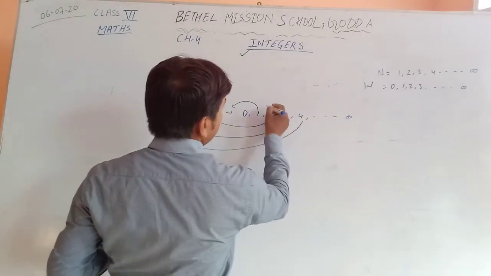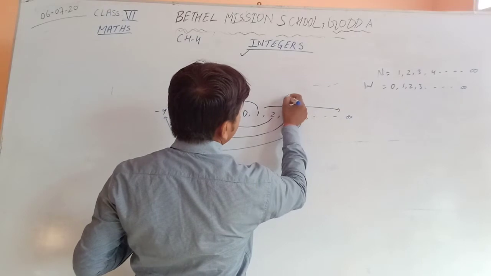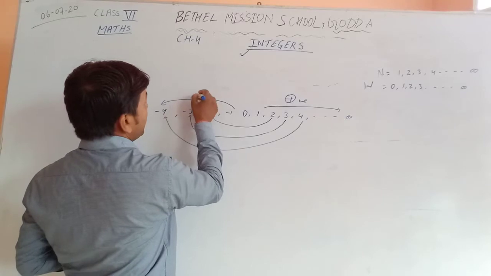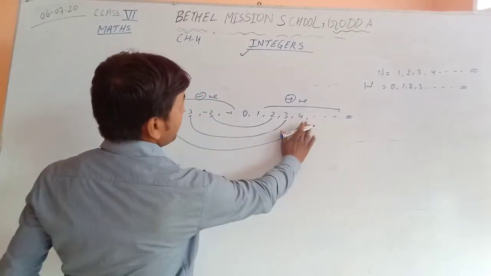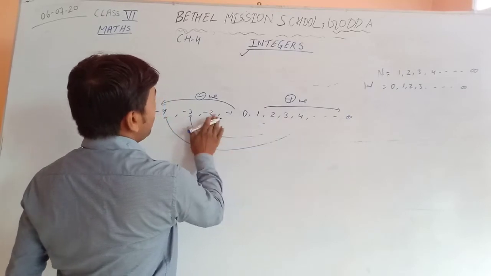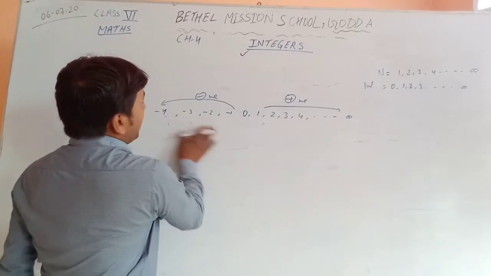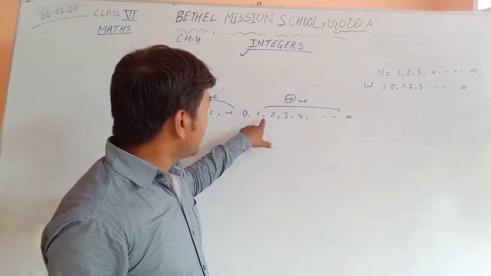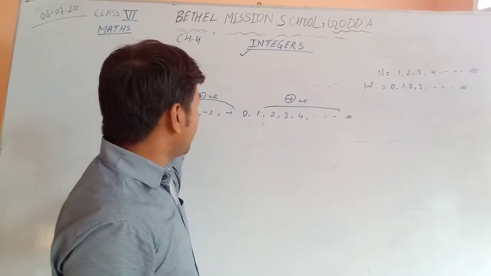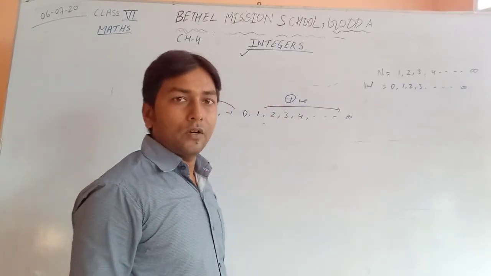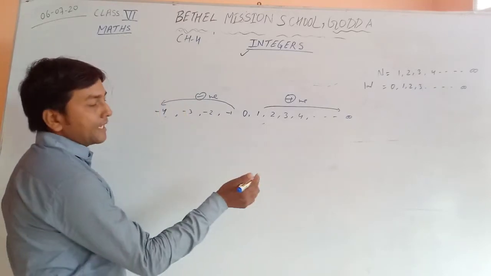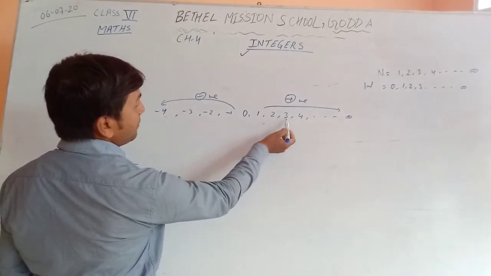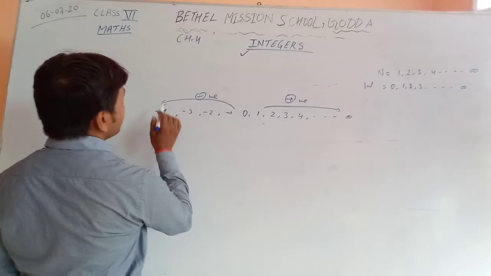These are said to be positive numbers, and from minus 1 onwards these are said to be negative numbers. Okay, so I hope you got it. It means integers are the group of whole numbers and the negative numbers of the natural numbers. Just as I said, negative of 1 is minus 1, negative of 2 is minus 2, negative of 3 is minus 3, and negative of 4 is minus 4.